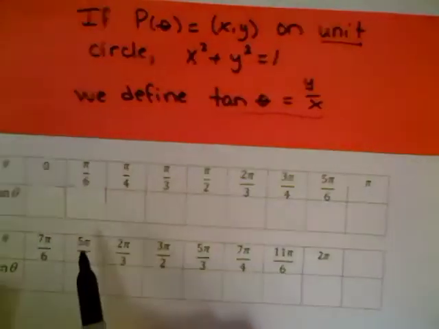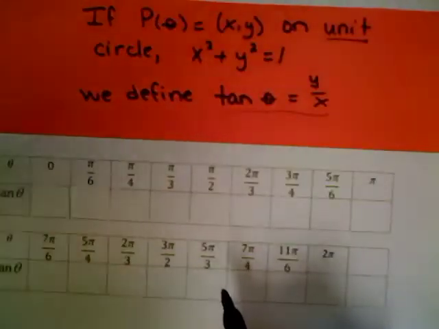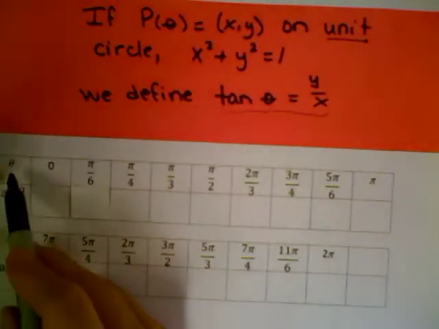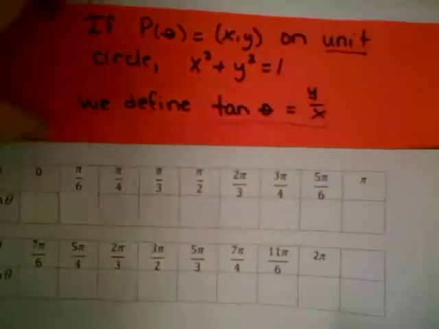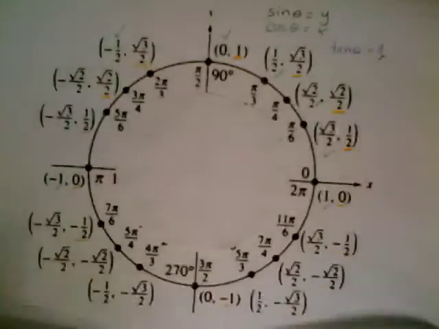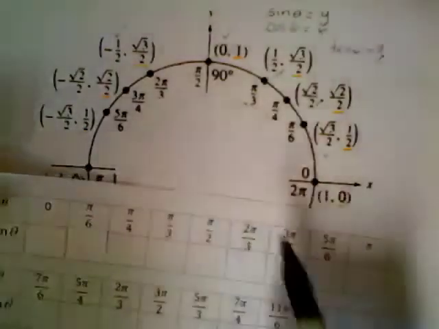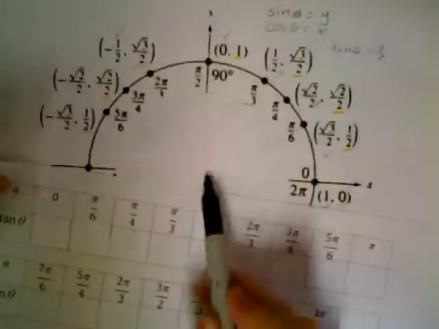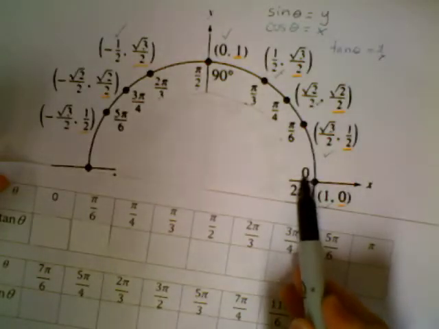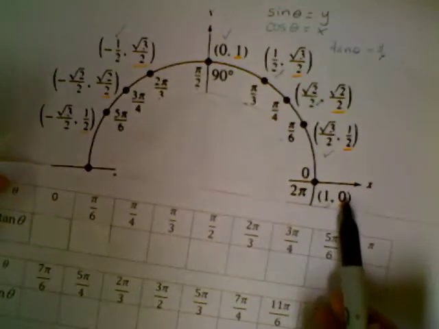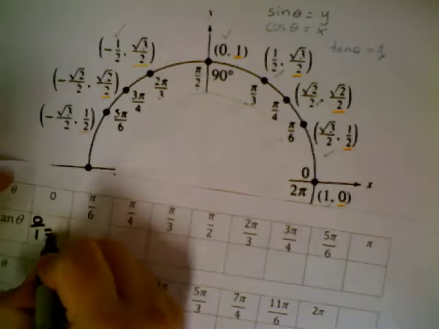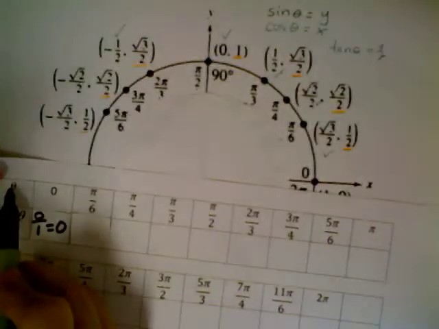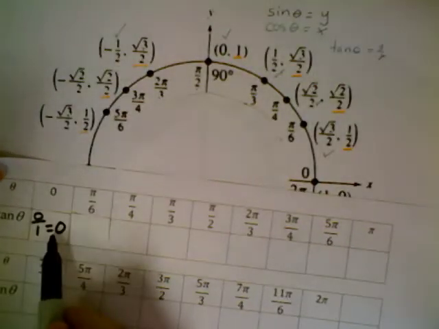And as before, we're going to fill out this input-output chart just to see how to evaluate tangent for common values of theta. And we'll turn to our unit circle. We'll start with an angle at 0, find our ordered pair, and put the y value 0 over x value 1. 0 over 1, or 0. So if theta is 0, tangent of theta is also 0.